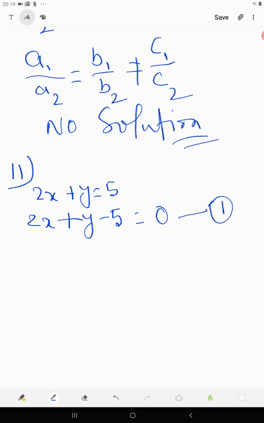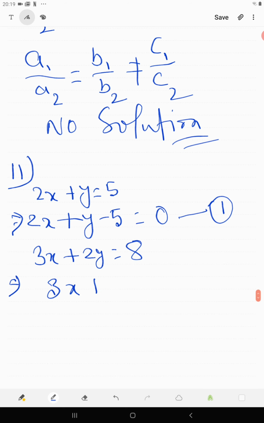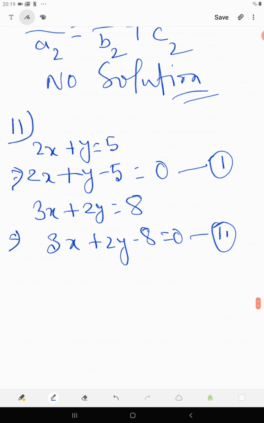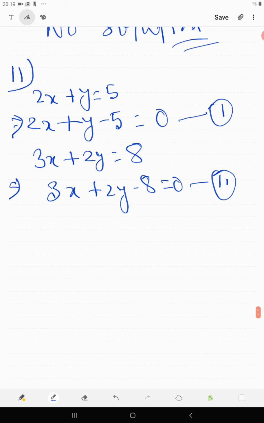Okay. Now the second equation is given as 3x plus 2y equals to 8. So similarly, 3x plus 2y minus 8 equals to 0. This is our equation 2. Okay. Now from equation 1 you compare it with a1x plus b1y plus c1.